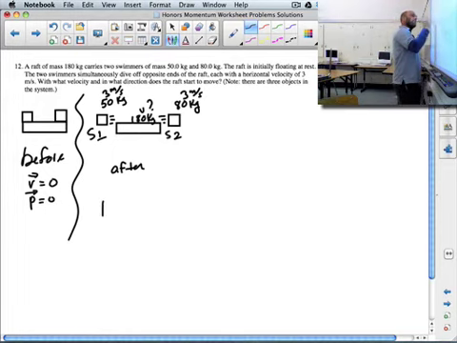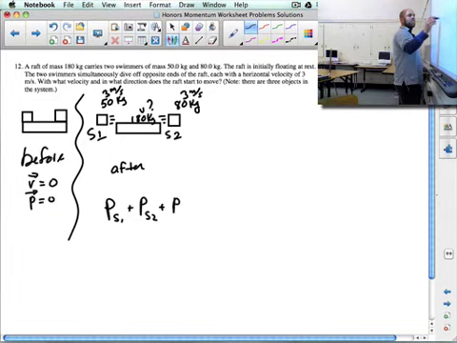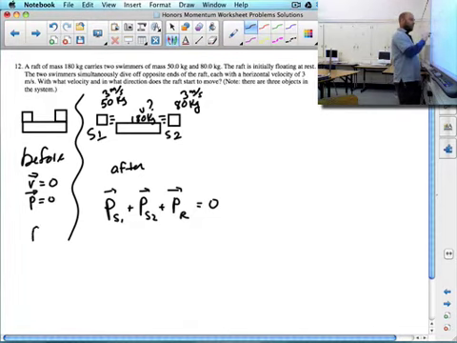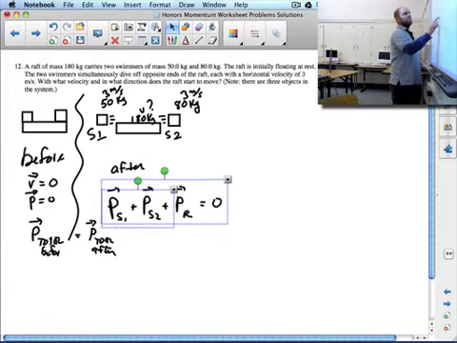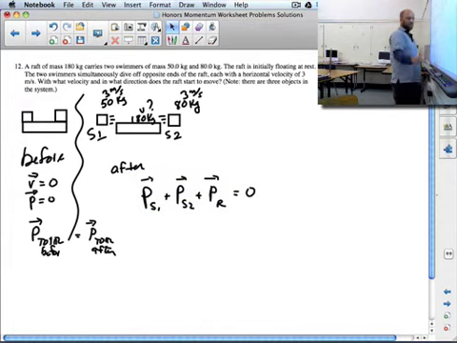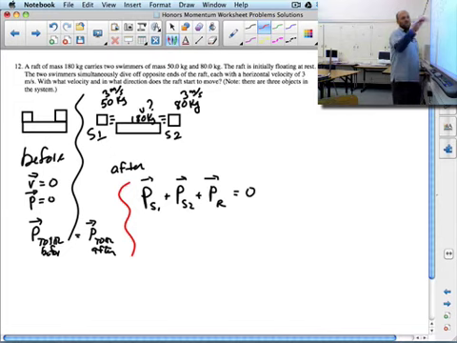So momentum of swimmer 1 plus momentum of swimmer 2 plus momentum of the raft, all of that has to add up to 0, since the total momentum before the collision was 0, and the total momentum before has to equal the total momentum after. Okay, so that's the basic relationship. And this is a vector equation we've set up.